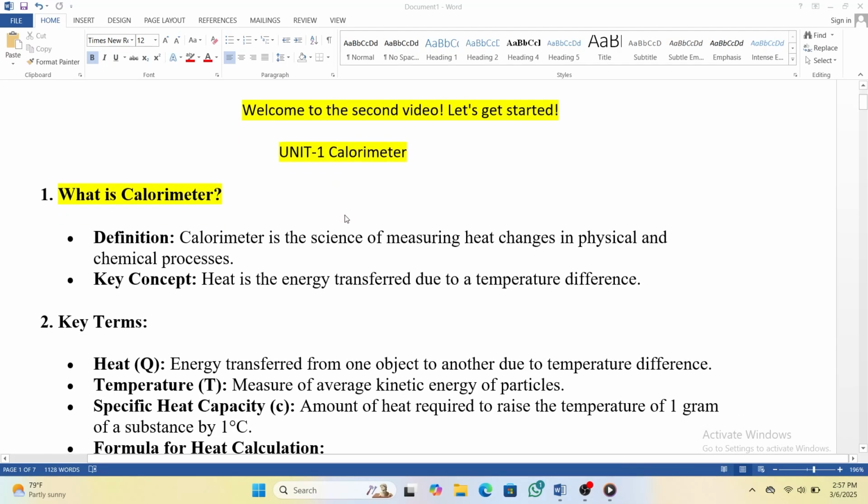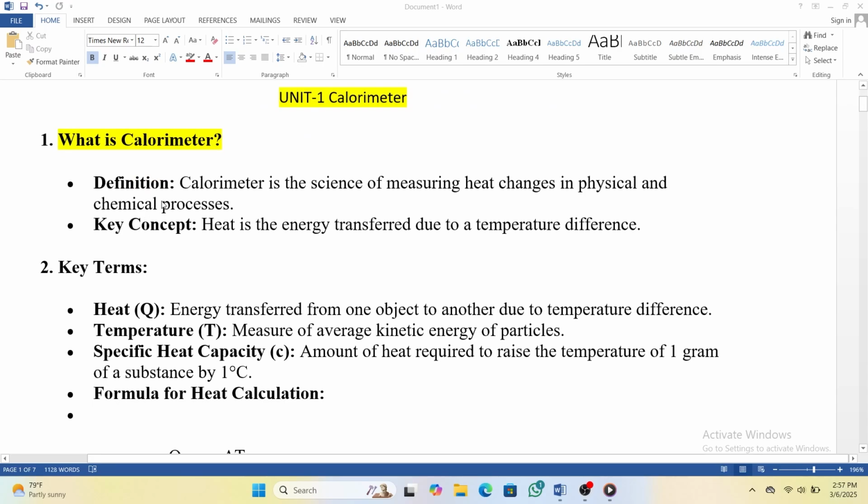Let's get started. Unit 1 Calorimetry. 1. What is calorimetry? Definition: calorimetry is the science of measuring heat changes in physical and chemical processes. Key concept: heat is the energy transferred due to a temperature difference.